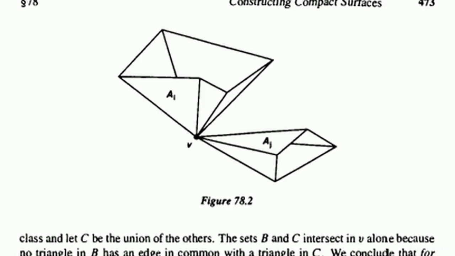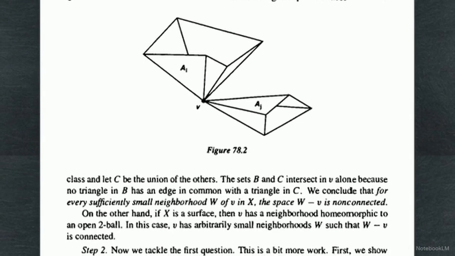There is a potential hurdle. In figure 78.2, when pasting triangles, they must not accidentally meet at just a single vertex. If a vertex pinched this way, its local neighborhood would be disconnected, failing the topological requirement of looking locally flat.